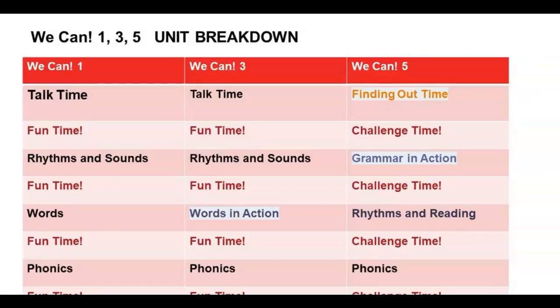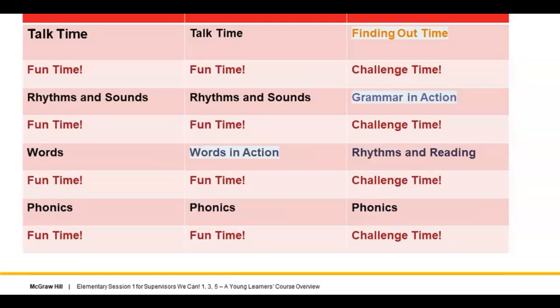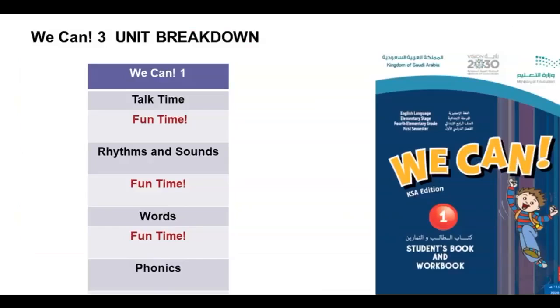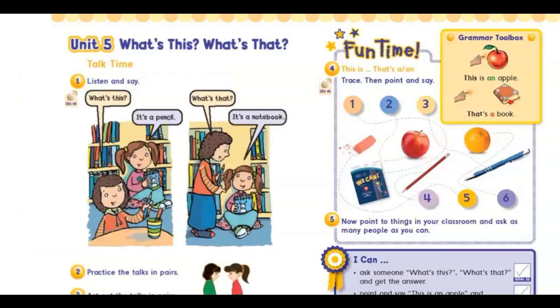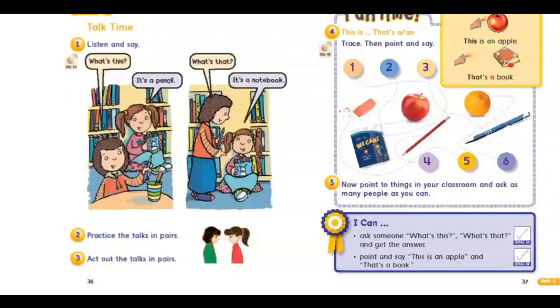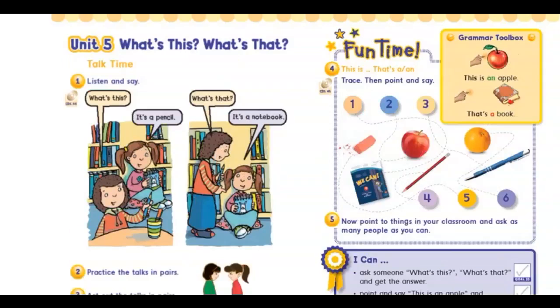So this is how units are broken up. Units 1 and 3 are quite similar. There are some differences in 5. Fun time, as you can see, comes up regularly in the second part of the lesson, and that represents an activity, usually, that involves more movement or is more like a game. So in We Can, this is Unit 5. This is the talk time.